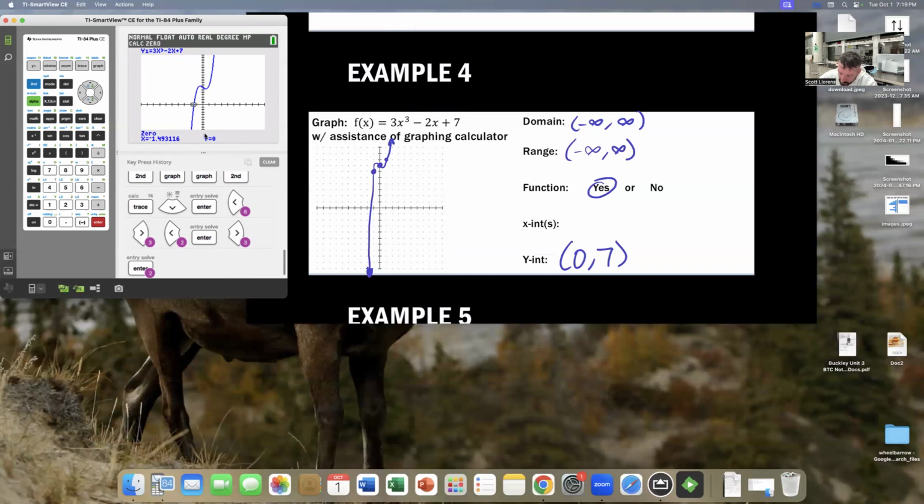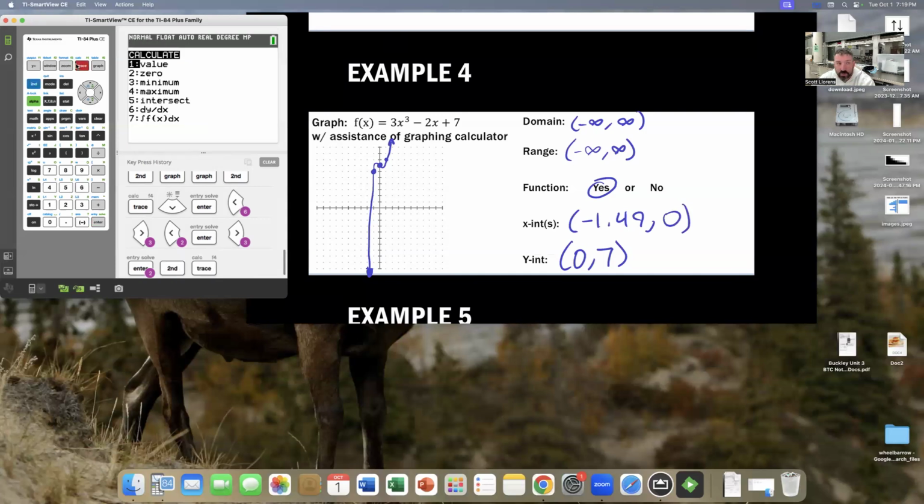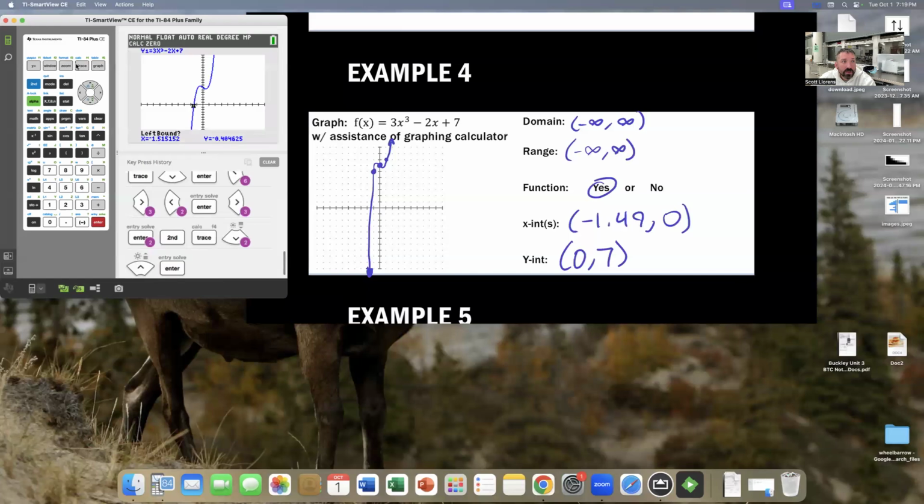Here is our 0. It's an ordered pair of negative 1.49, I'm going to round to the hundredth, and then comma 0. So again, I went second, calc, 0. I went to the left of the spot of the 0. Then I went to the right of the 0, somewhere to the right. I hit enter a couple times, and then it gives me the x-intercept. It's a really cool way to get an x-intercept for a really nasty x-intercept.